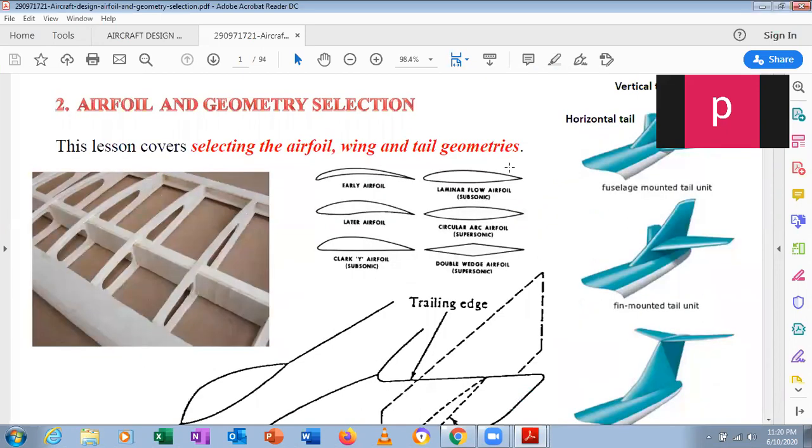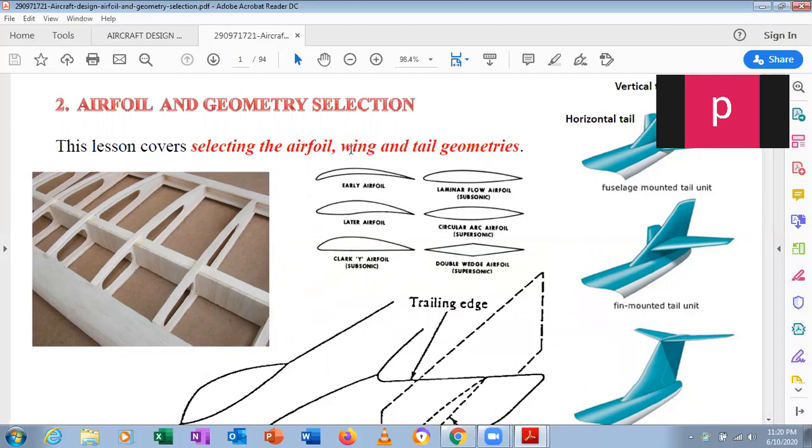Yesterday when we were discussing airfoils, you know that it is a structural and functional unit. Whenever you are selecting the airfoil, it tells what type of aircraft you are going to design. Airfoil plays a very important role in aircraft design, so we have to take it into consideration. Therefore, in this lecture we are going to learn selecting the airfoil, wing and tail geometries.